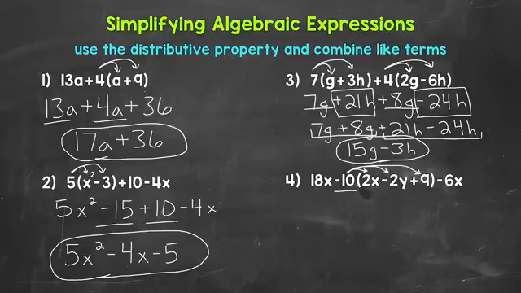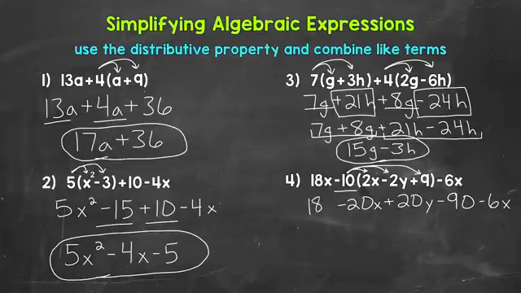Negative 10 times 2x gives us negative 20x. Negative 10 times negative 2y gives us positive 20y. Remember, a negative times a negative equals a positive. And then we have negative 10 times a positive 9. That gives us negative 90. We then have the negative 6x and the positive 18x that we need to bring down.